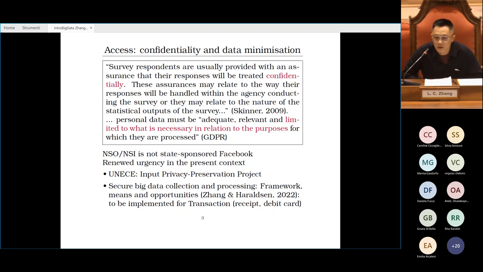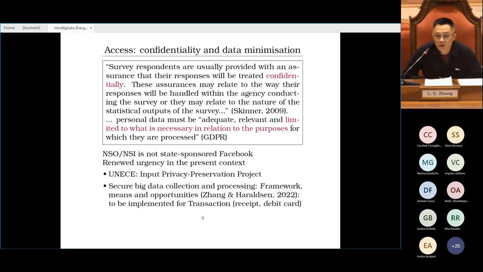That's from the GDPR Article 5. So it's a data minimization principle. I think both principles are becoming more urgent when we move from state-owned or administrative data to privately handled or owned data sources. These two issues become much more urgent with commercial actors.